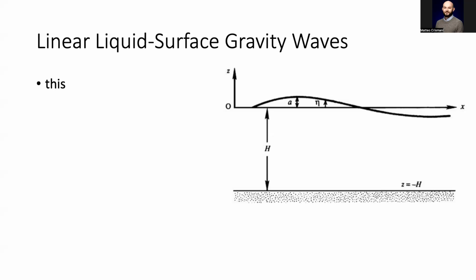So let's make a guess. Let's assume that phi has a certain form. So let's say phi is going to be a function of x, z, and t. Okay? We're studying waves here. So what should we guess the solution to be?